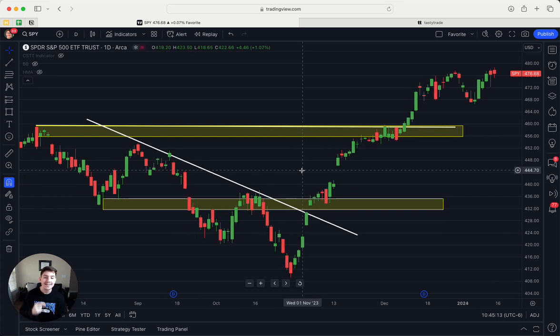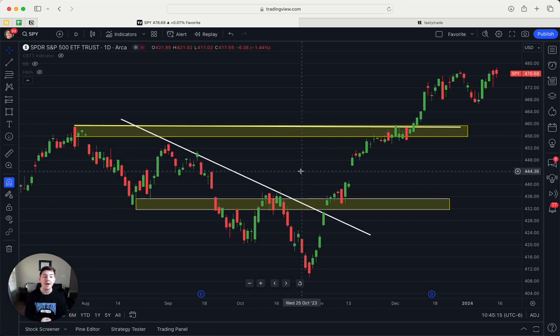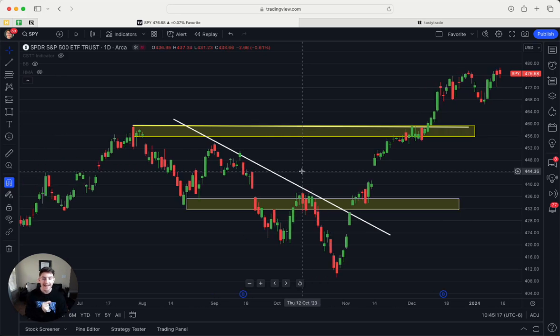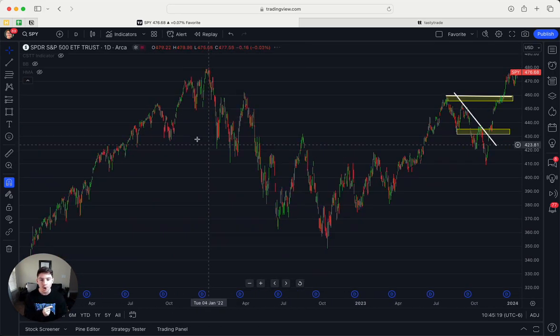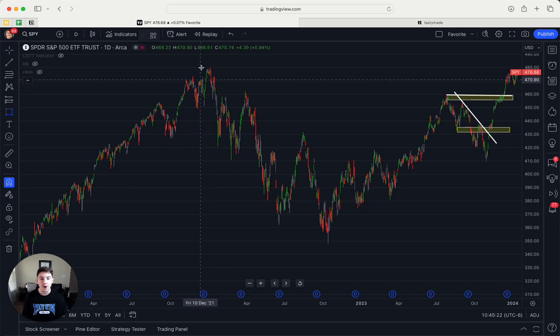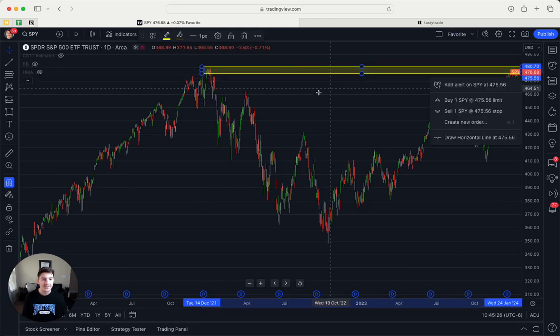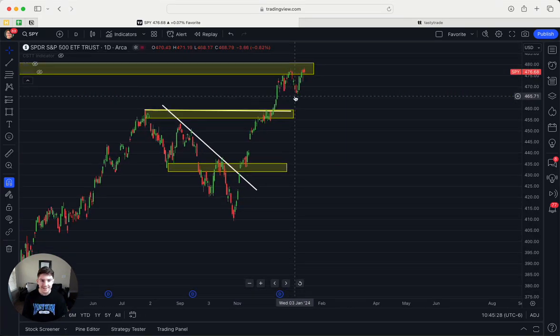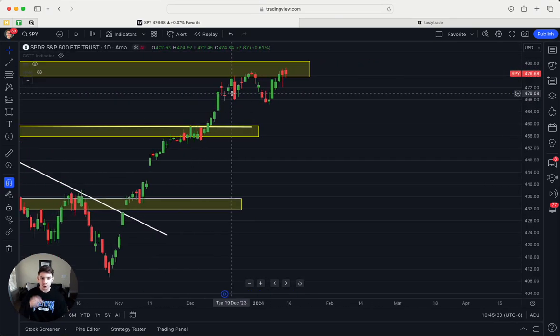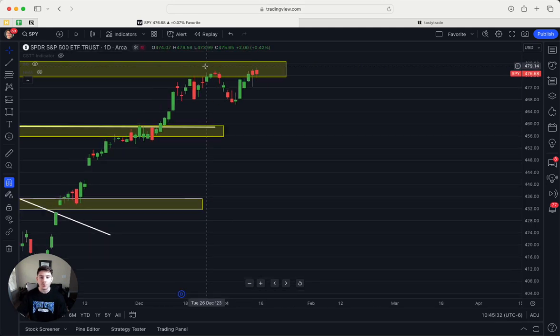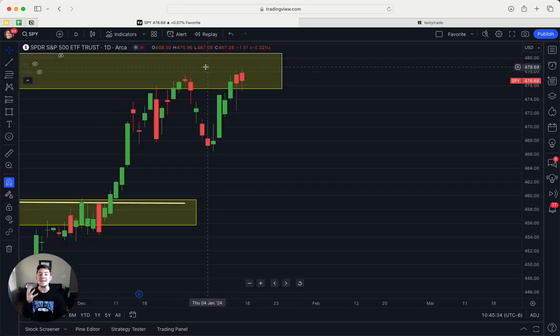Now, a pattern that I absolutely love is doji candles at clear support and resistance zones. So what do I mean by that? Well, if I draw a resistance at the all-time high here from the market, I draw this little zone here, we can see that when we have doji candles at strong zones, strong levels, we tend to see reversals.